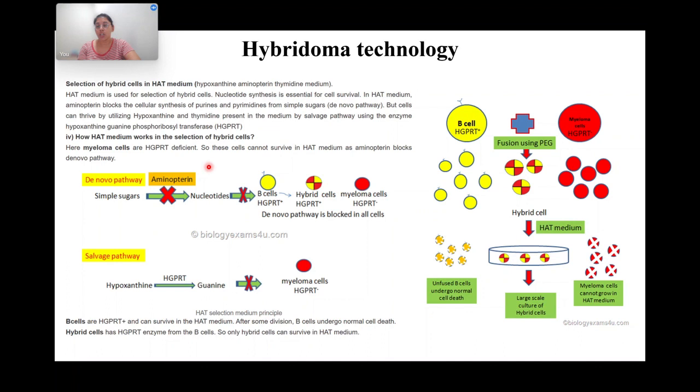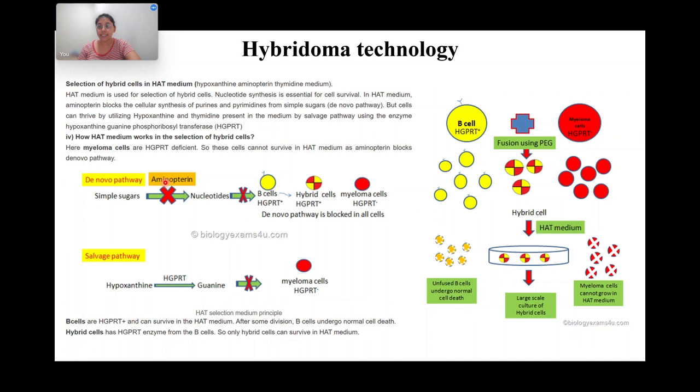This is the idea. Now here you have B cells and you have myeloma cells. You have made myeloma cells HAT sensitive, meaning the de novo pathway is not working, so that you cannot produce any nucleotide. You have made the myeloma cells, on top of that, HGPRT negative. So you have removed this enzyme from myeloma cells. Now because there is no HGPRT, these myeloma cells will not be able to use hypoxanthine from the media to synthesize guanine.